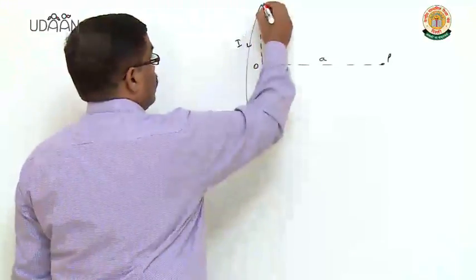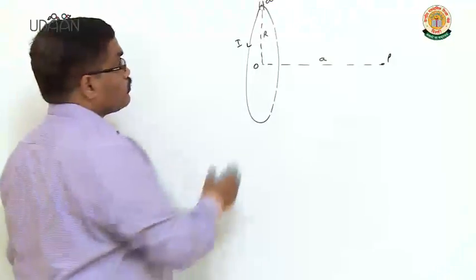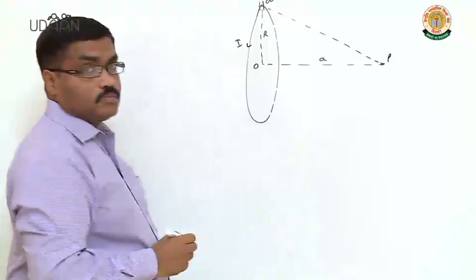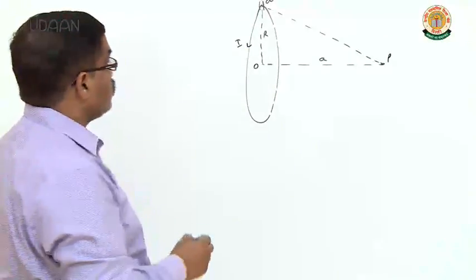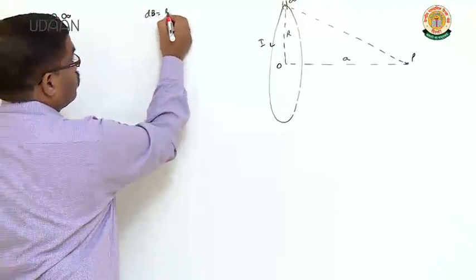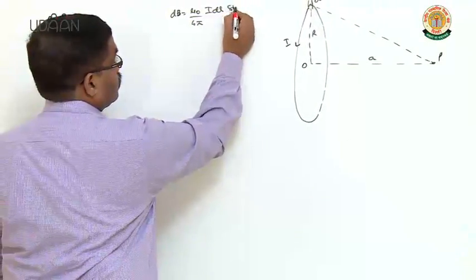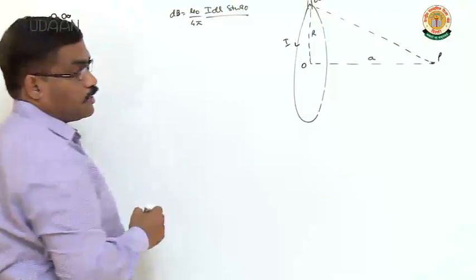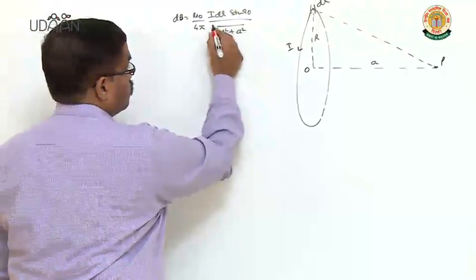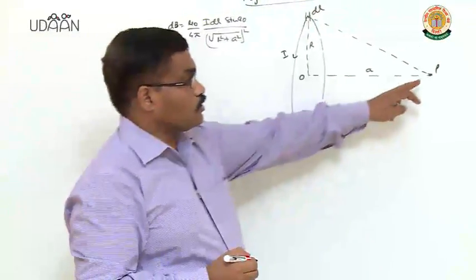Now in order to apply Biot-Savart's law, I will take a small element dl and I need to find the field at this point P. Now according to Biot-Savart's law, the field produced dB will be equal to mu naught upon 4 pi, I dl sin 90 divided by root of r square plus a square, whole square. Now this will be the field produced at this point.